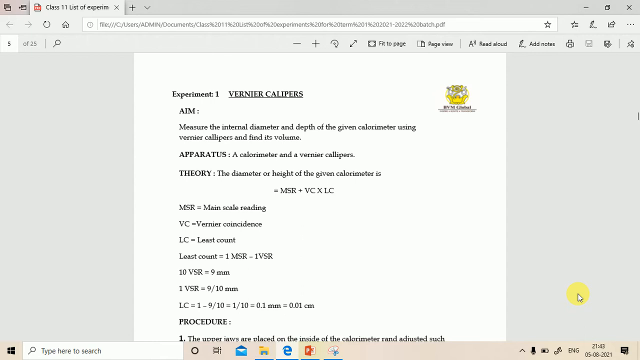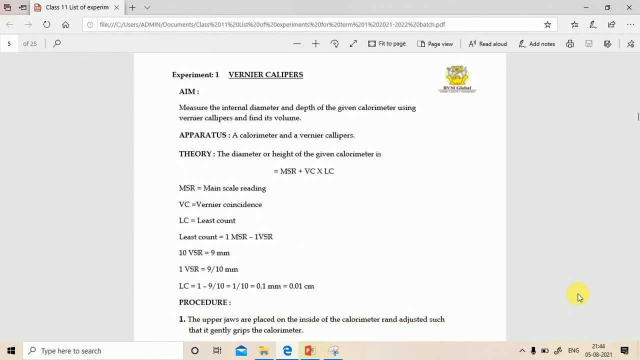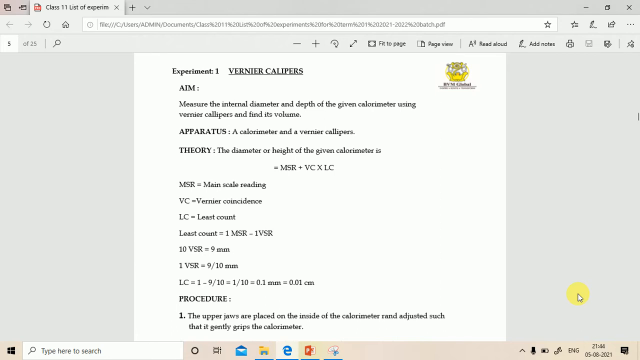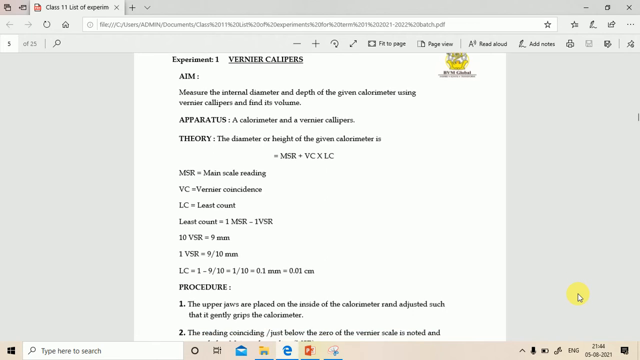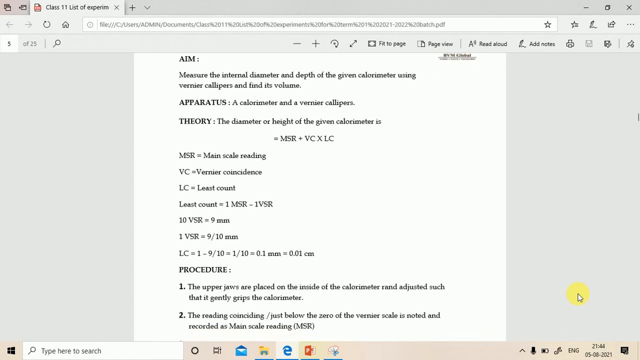So here the diameter of the given calorimeter can be measured by applying this equation, which is MSR plus VC into LC. What do you mean by MSR? Main scale reading of the Vernier calipers. MSR means main scale reading, VC means Vernier coincidence, LC means least count. So usually we are using Vernier calipers which have a least count of 0.01 centimeters.